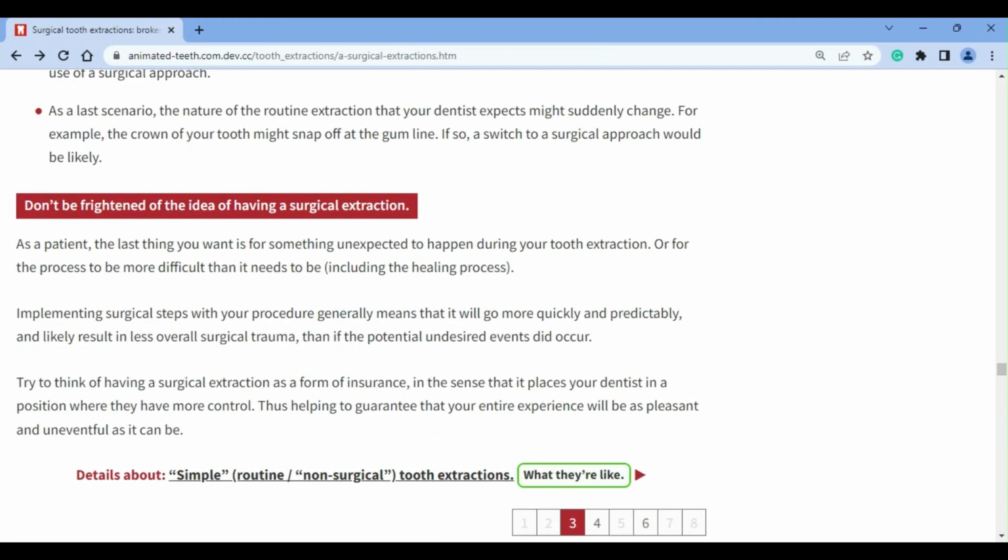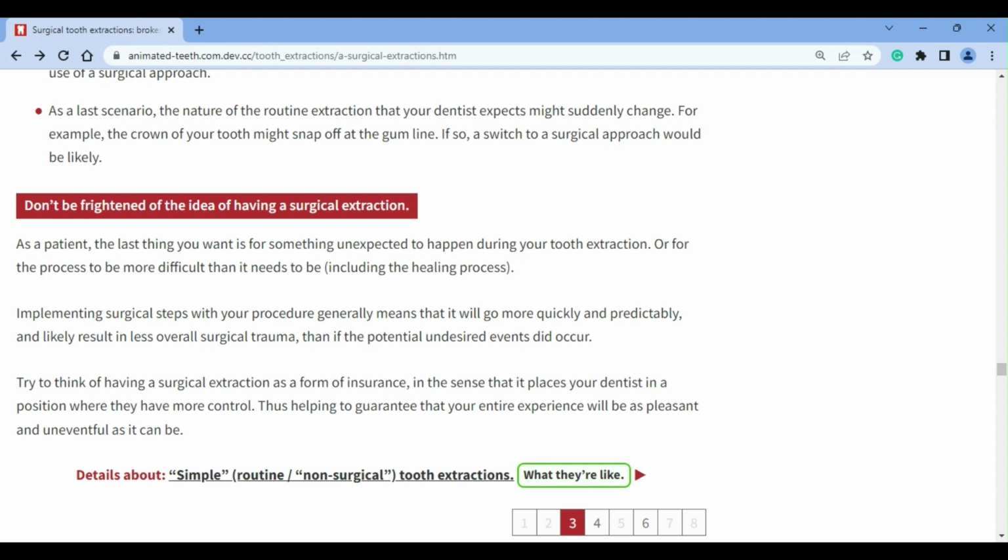So, now you know some of the steps that might be taken during your procedure and why. But there's one last point we'd like to cover. Some people might cringe at the idea that their tooth requires surgical extraction. And we get that concern. After all, having one probably sounds like a whole different ballgame than what you likely expected.